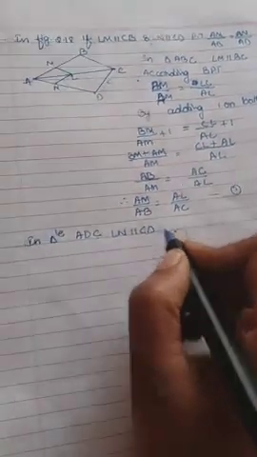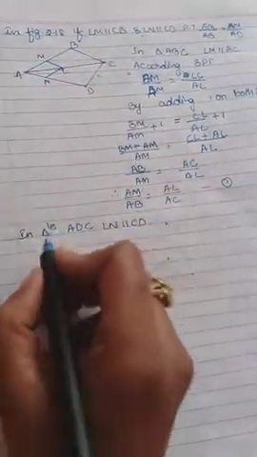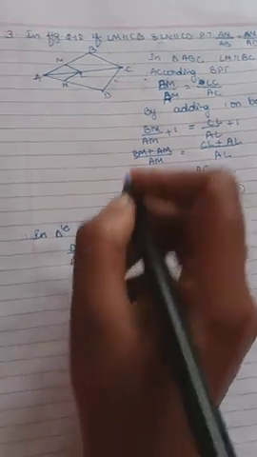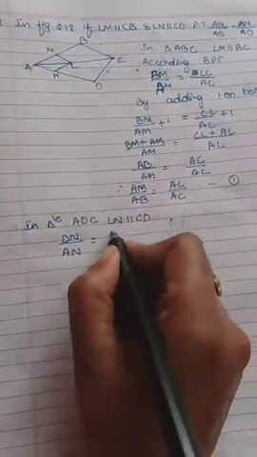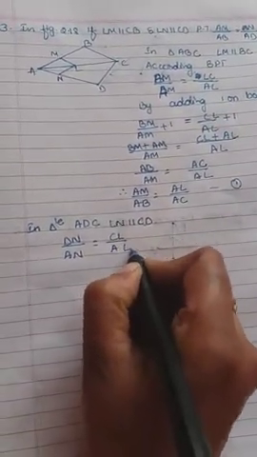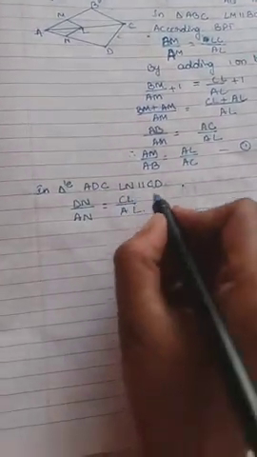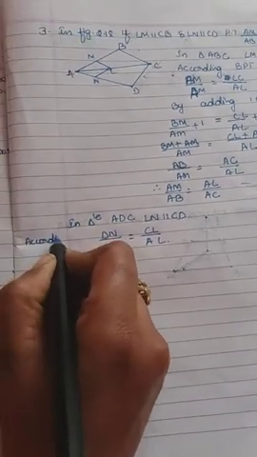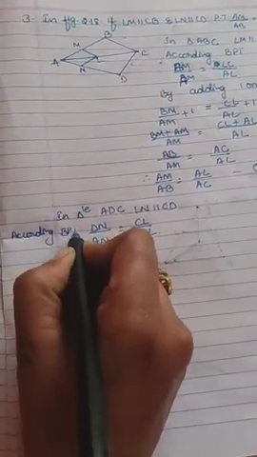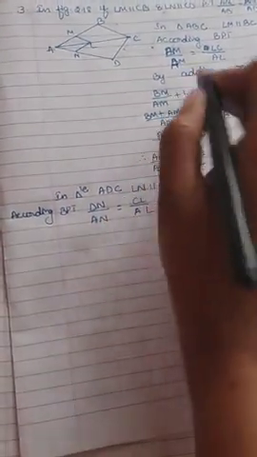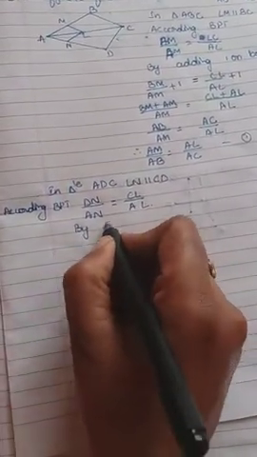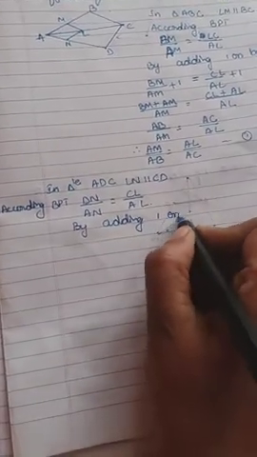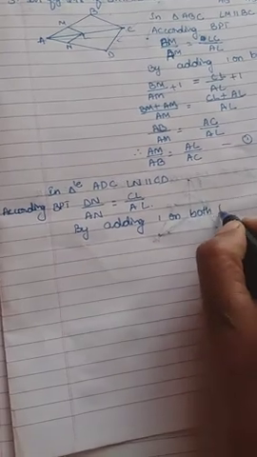So DN divided by AN equals, from here again, CL divided by AL. This is according to BPT, which I didn't write; you have to write that. BPT means basic proportionality theorem. Here also, by the same method, we add 1 on both sides.